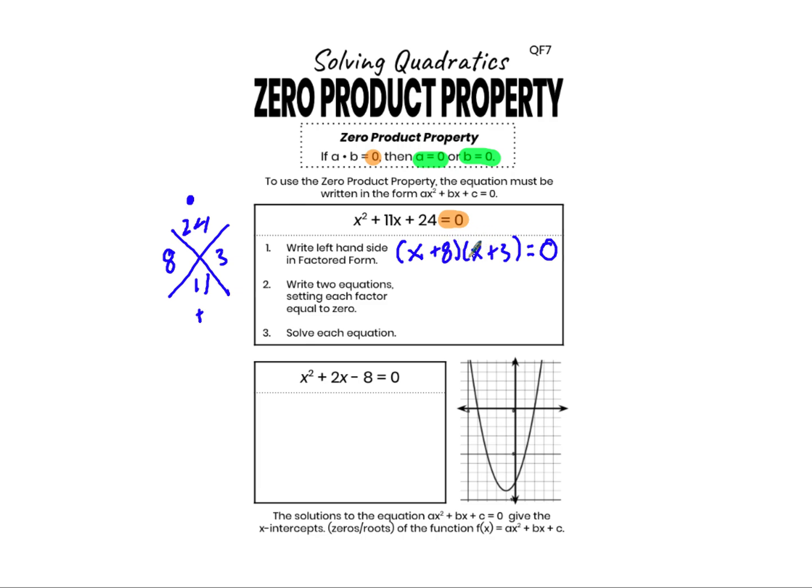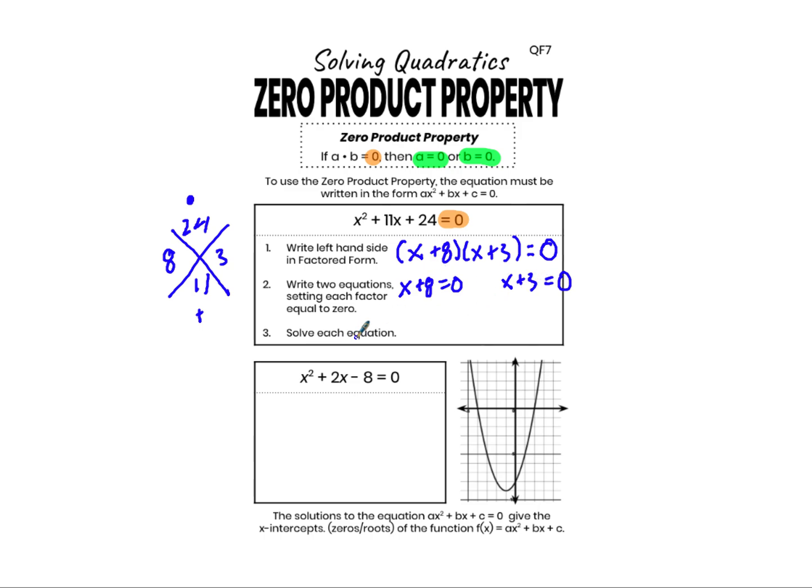I've factored the left-hand side expression in order to solve this equation. Since I have equals 0 in my equation, this is where the zero product property comes in. If this factor, x plus 8, times this factor, x plus 3, equals 0, then either the factor x plus 8 equals 0 or the factor x plus 3 equals 0. The zero product property, which I call the ZPP, allows me to write two equations, setting each factor equal to 0. So either x plus 8 equals 0 or x plus 3 equals 0.